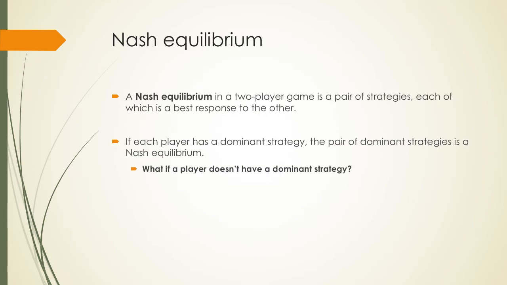We've seen that if each player has a dominant strategy, the pair of dominant strategies gives a Nash equilibrium. To finish the video, I'll share an example where neither player has a dominant strategy and determine the Nash equilibria.